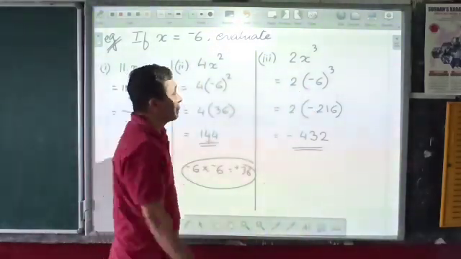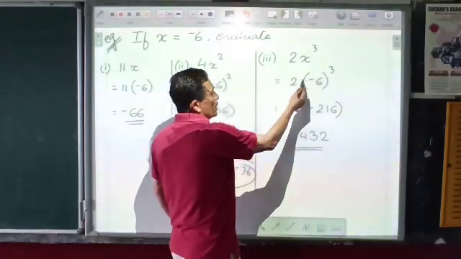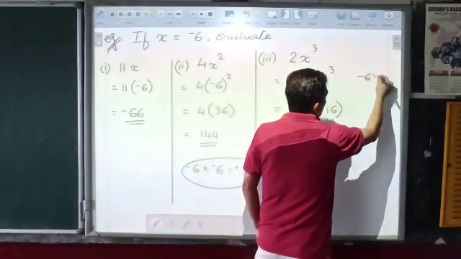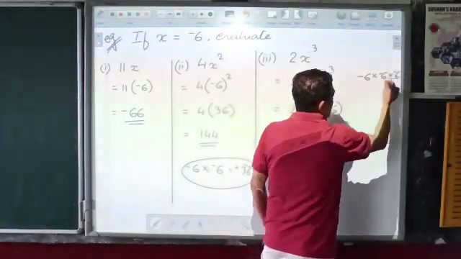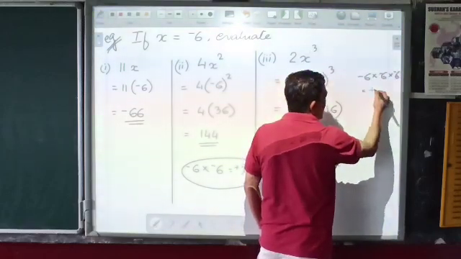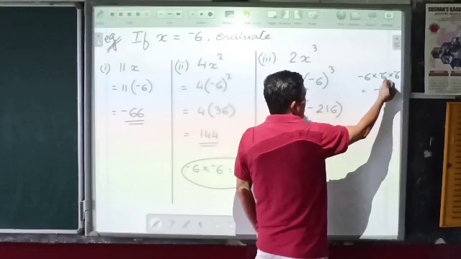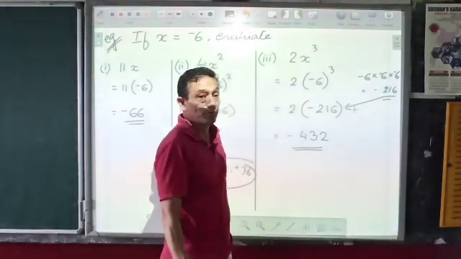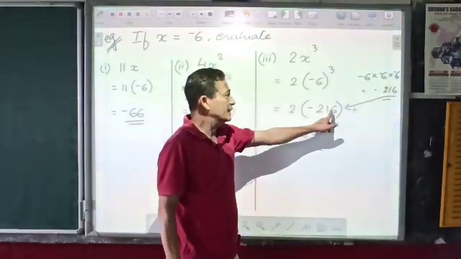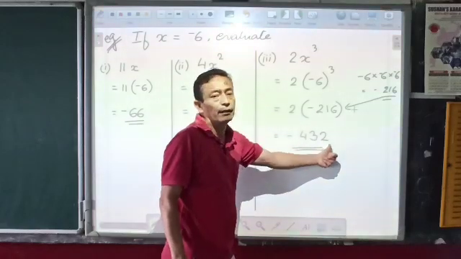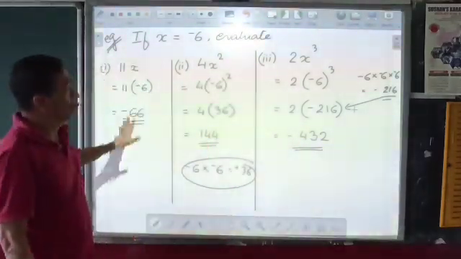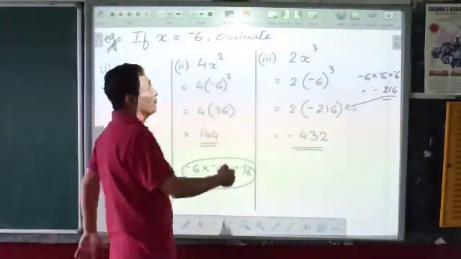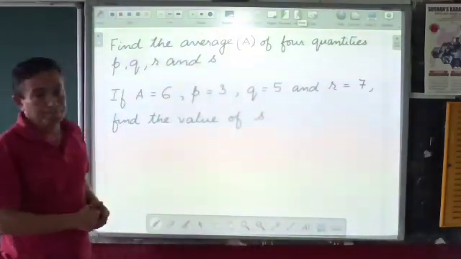Moving to the third one, 2x cubed, which means 2 into minus 6 cubed. Now, if I do minus 6 into minus 6 into minus 6, minus into minus plus, plus into minus will give me minus 6, 6 sixes are 36, 36 into 6 will give me 216. So this is what I am taking over here. 2 into minus 216 will give me minus 432. So these are some of the sums where the values are given. It's same as substitution. Moving to another one.